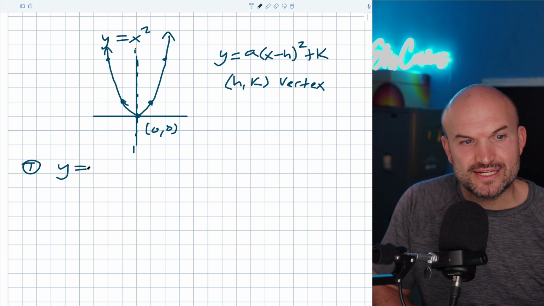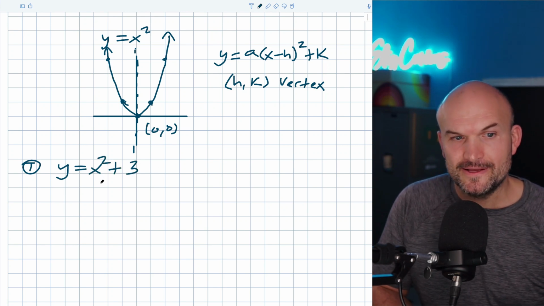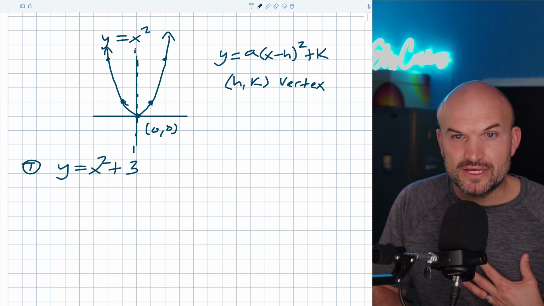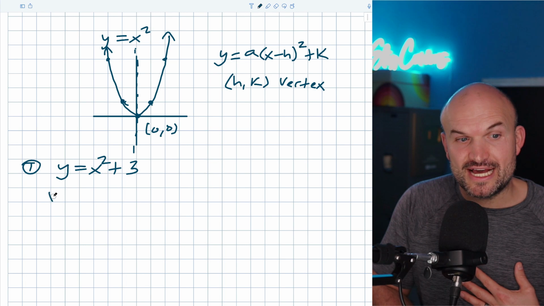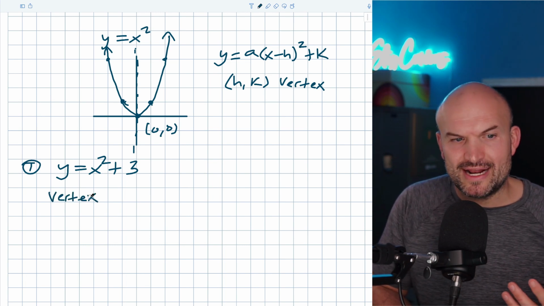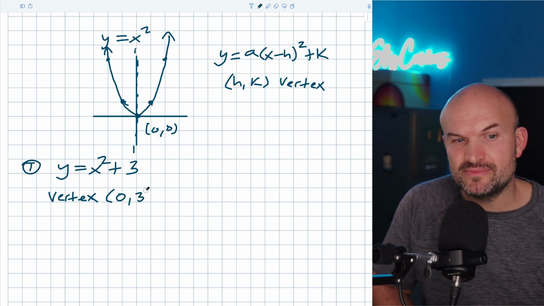So the first one is y is equal to x squared plus 3. Okay, so the main thing I want you to understand here is the only thing I'm doing is adding outside the function, which is x squared. The first thing I always like to do when you're trying to graph a quadratic using transformations is identify the vertex. So my vertex in this case is going to be 0, 3.